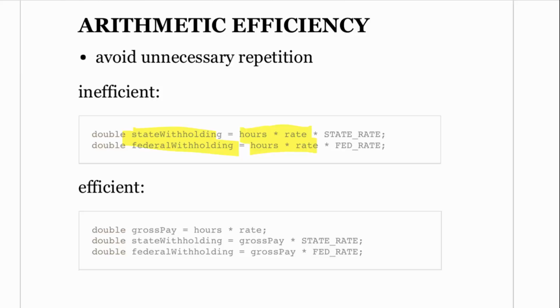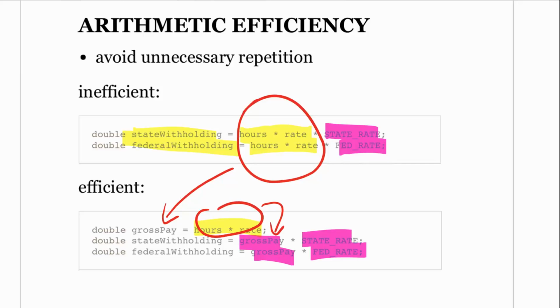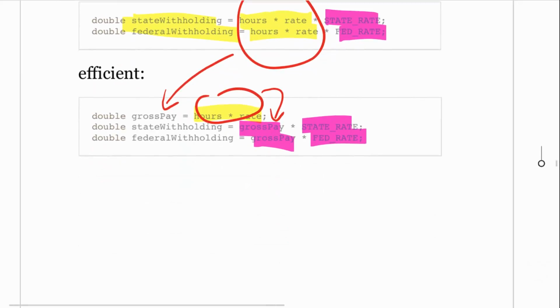Hours times rate here is the way that you calculate someone's gross pay. So maybe we can just create a whole new variable and call it gross pay, and then just have hours times rate there. And then anytime we try to do more math, we can just have gross pay times the same rate, the state rate and the federal rate. Now we're being more efficient because instead of retyping it every single time, we've created a whole new variable, called it gross pay, and now the hours and rate just exist in gross pay. That's just an example of how to be efficient with the math that you're doing.